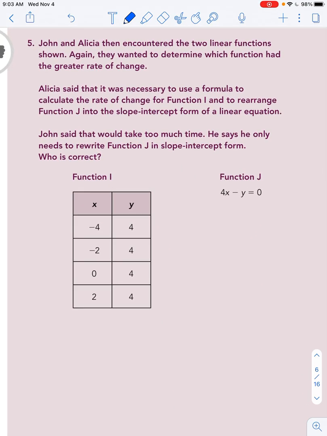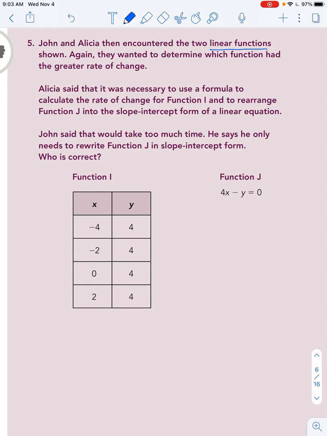Okay, John and Alicia then encountered two linear functions. So the fact that it says linear, we already know that it makes a line, so we don't have to go through every single one to figure out on the table what the slope is. They want to determine which function had the greater rate of change. Alicia said that it wasn't necessary to use the formula to calculate for function I and to rearrange function G to the slope-intercept form. Okay? John said that would take too much time. He said he only needs to rewrite J in the slope-intercept form.